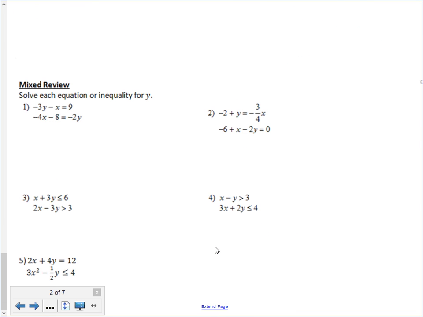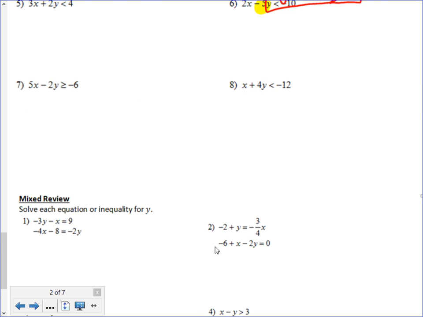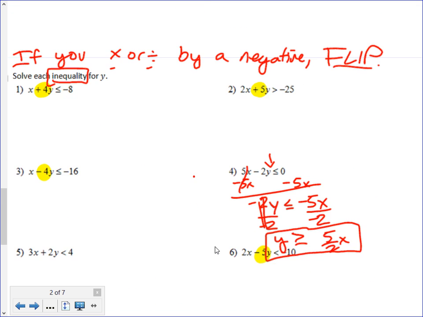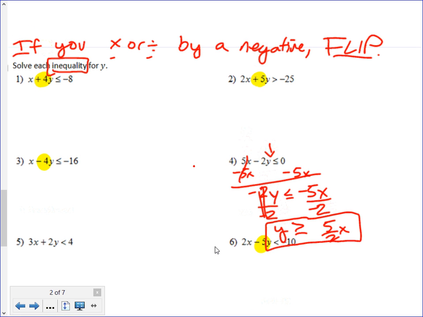Mixed review, yep. You'll just solve 2. Solve 1, solve the other one. All right, go and get to work. If you have questions, get stuck, come see me. If you want me to check something, come see me. Mixed review, it's just 2 equations now, so you just do both.